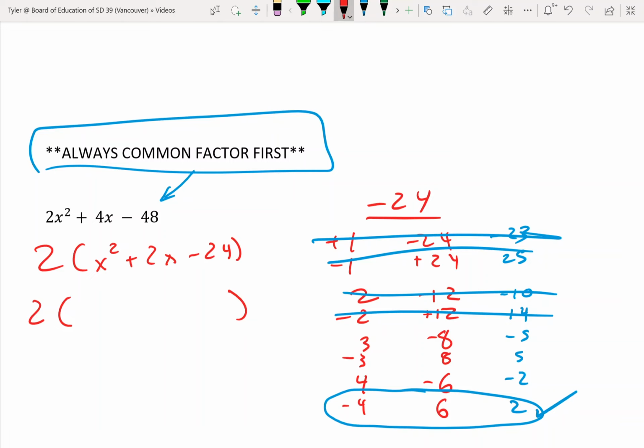So what I'm going to do, like before, I write my brackets. I know it's x for both of them, and I'm going to copy these numbers. That -4 goes right here. This 6, which is positive, goes right here, and that's the final answer. Again, we can multiply it out to check, but that's right.